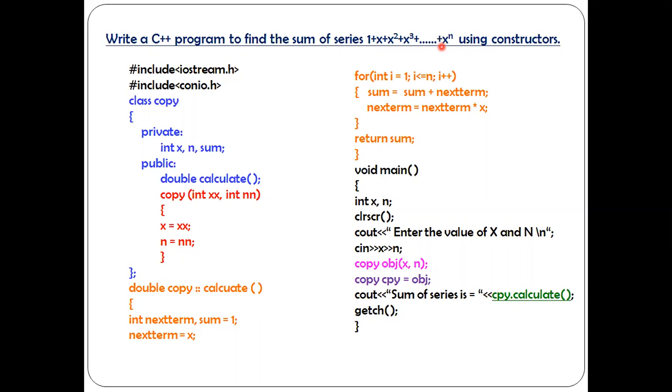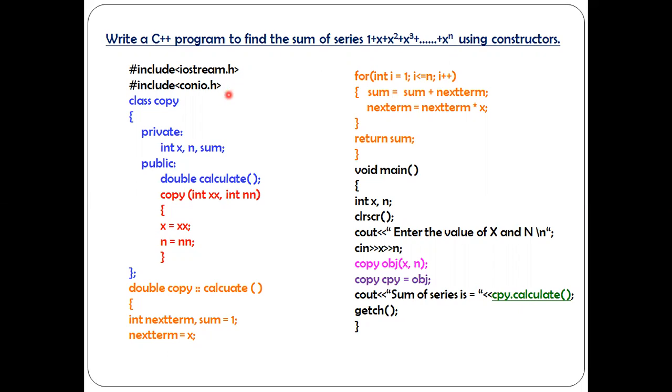That is called a constructor. There are three different types of constructors we have. The first one is the default constructor, the second one is the parameterized constructor, and the third one is the copy constructor. So let us have a look into the C++ program.